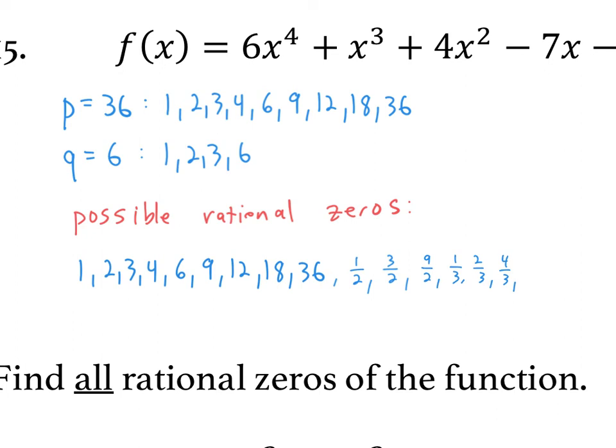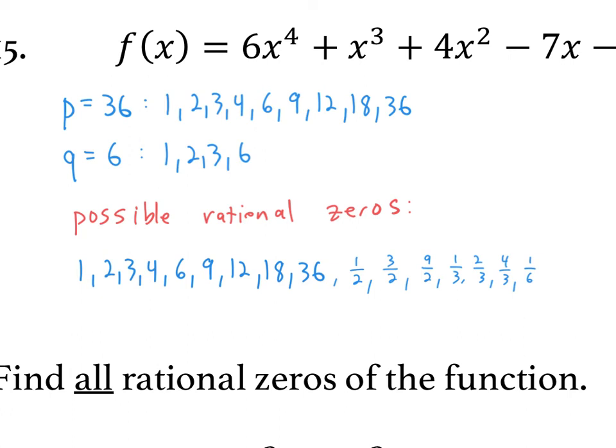Okay, so now we'll do 6. 1 divided by 6. 2 divided by 6 is a third, and we've already got a third. Okay, 3 divided by 6 is a half, and we've already got a half. 4 divided by 6 is 2/3, we've already got that. 6 divided by 6 is 1, already got that. 9 divided by 6 is 3/2, we've already got that. And I think we've got the rest.